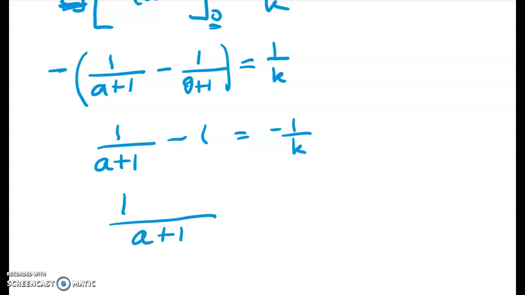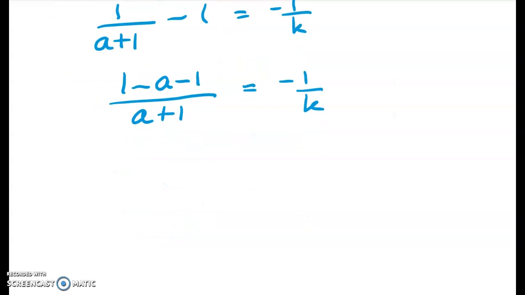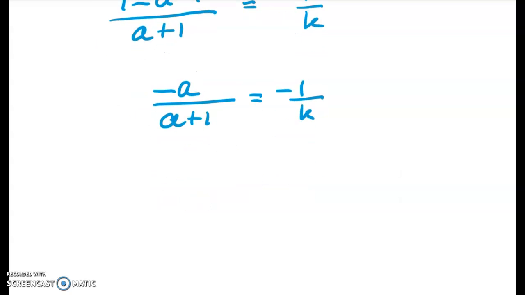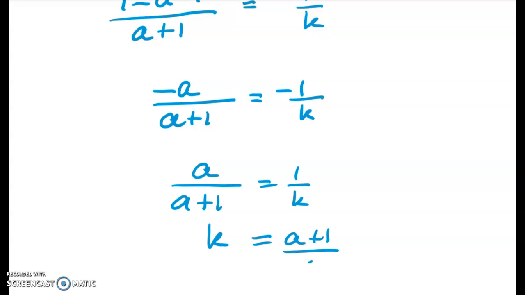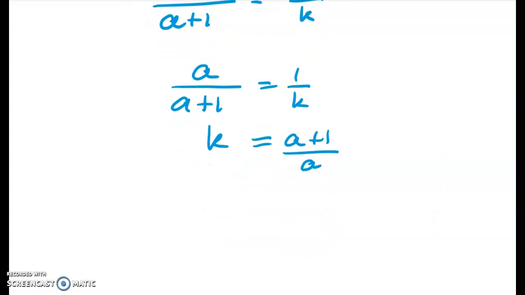Let's show that question. So we need to show each step. So now we've got 1 minus (a plus 1) over a plus 1 is equal to negative 1 over k. Negative a over a plus 1 is equal to negative 1 over k. Going very slowly here. Okay, so a over a plus 1 is equal to 1 over k. Cross multiplying gives me k is equal to (a plus 1) over a. Okay, so that's that question done.